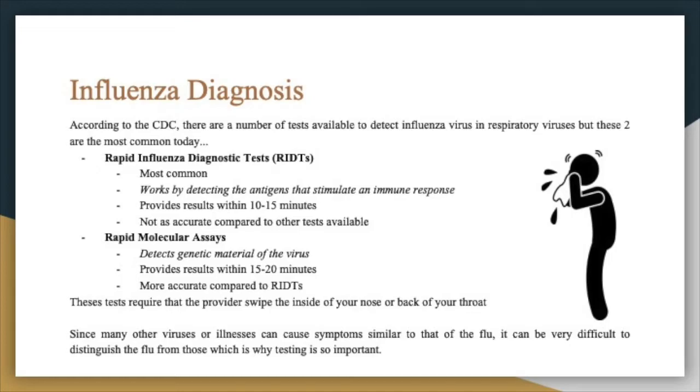Then we have the Rapid Molecular Assays, and this works by detecting genetic material of the virus. This one is also supposed to be rapid, so it takes about 15 to 20 minutes to provide results. Compared to the RIDT, this test tends to be more accurate.